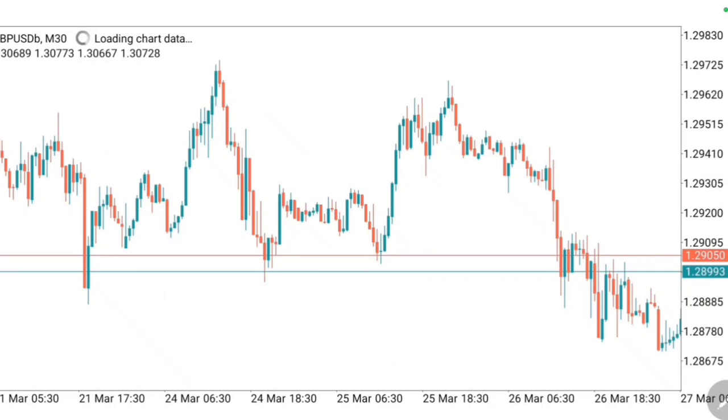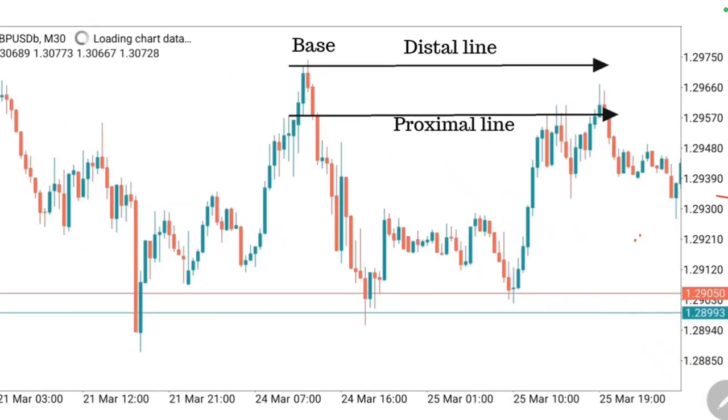Okay, several traders have different ways of marking it, but the way I've shown you now is the most basic and simplest way, and even effective. It's the way I mark it, and I've been marking it over the years, and it has been working for me.